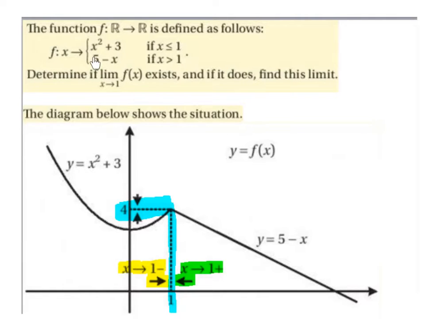And then we have 5 minus x for x values greater than 1. So here we have the graph of 5 minus x. And again, we can see that at the point 1 on the x-axis, we meet 4 on the y-axis. So as x is approaching 1 from the right, the limit is 4. So again, since they have the same limit approaching from the left as from the right, the limit exists and the limit is 4.